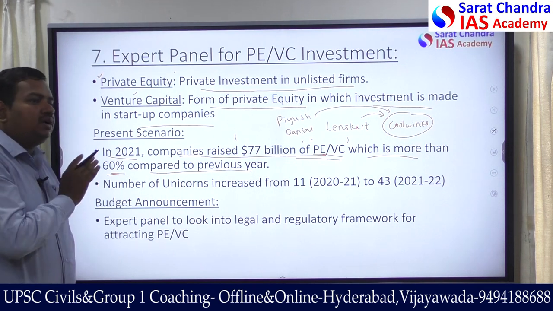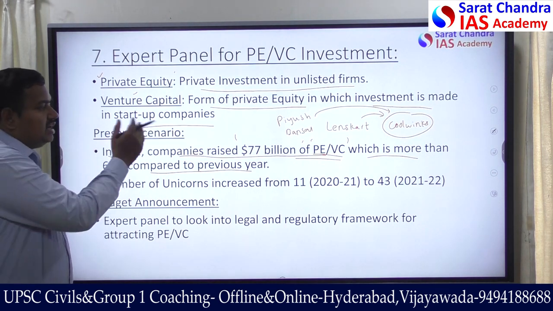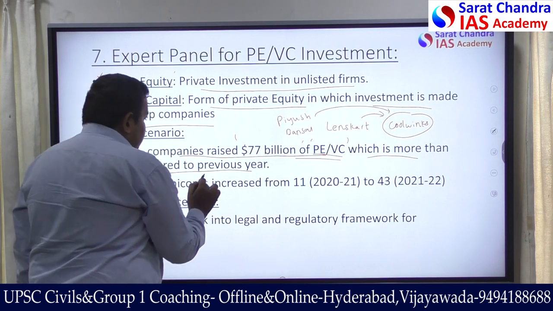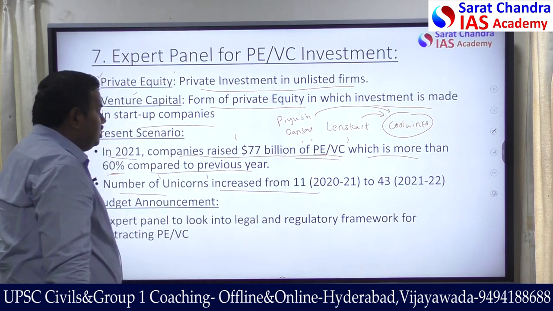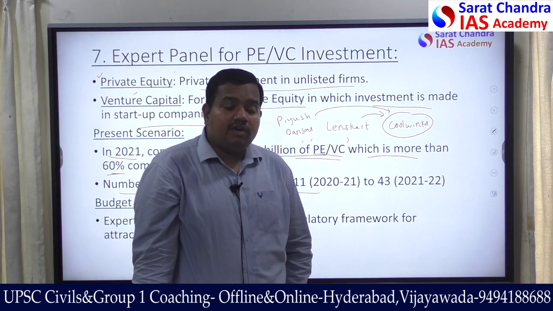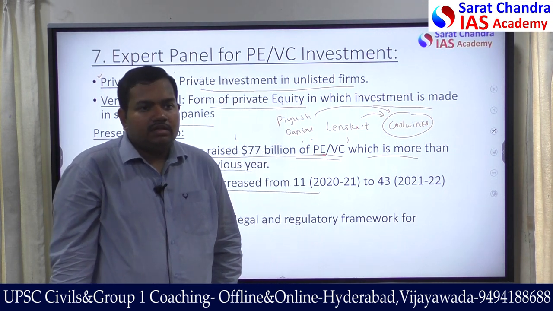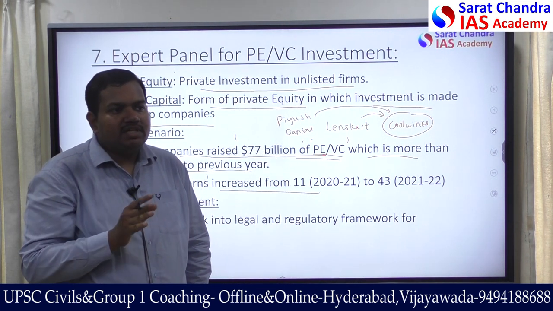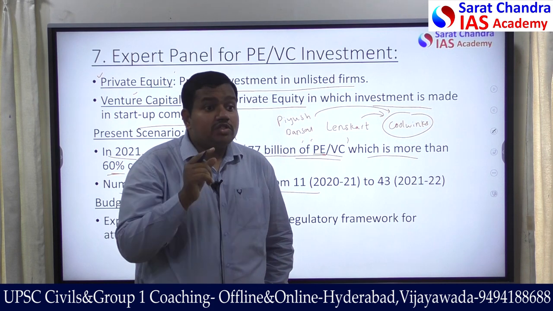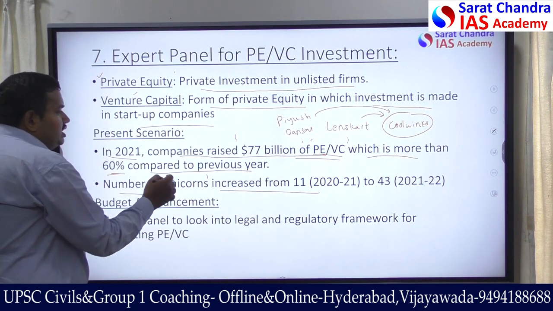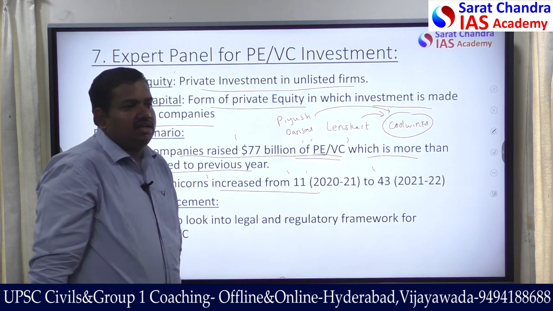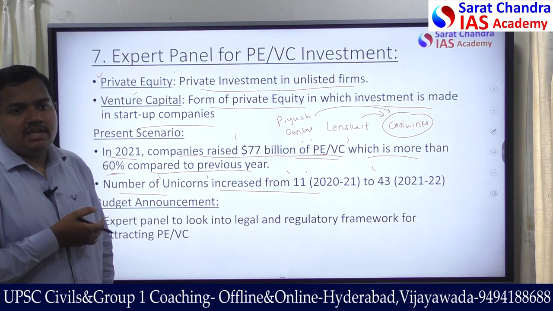So, we need to do something to regulate this. Otherwise, it is a very huge investment. We can't let it go just like that. The number of unicorns increased from 11 to 43. Now, who is a unicorn? What are unicorn companies? A company which has more than $1 billion. It is like a startup company which is yet to be listed, but its valuation is already around $1 billion. Those we call unicorns. So in India, the number of unicorns increased from 11 in the last financial year to 43 in the current financial year, which is almost a 4 times increase.